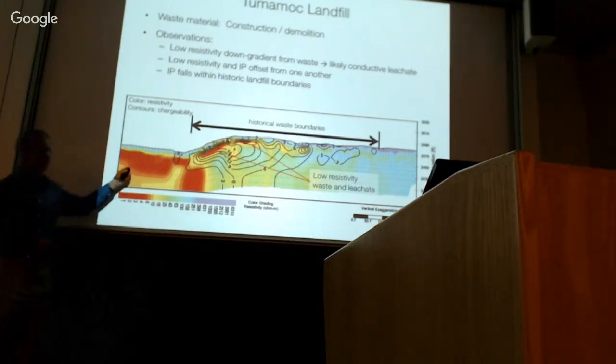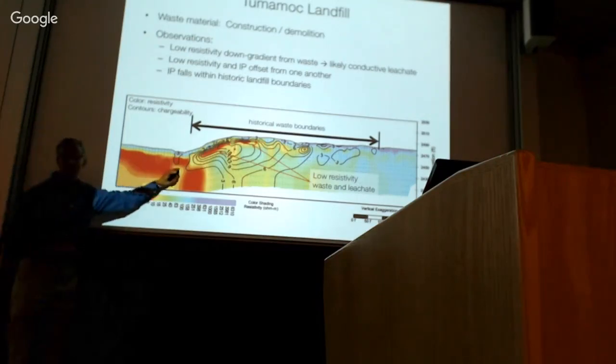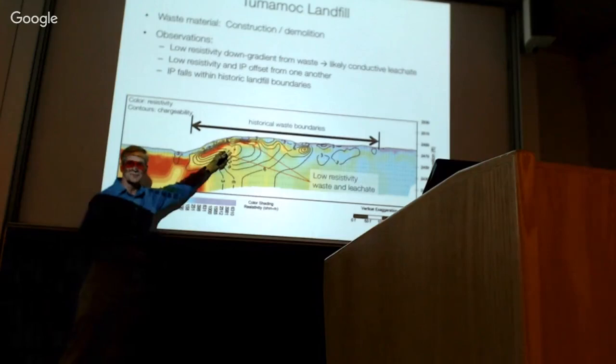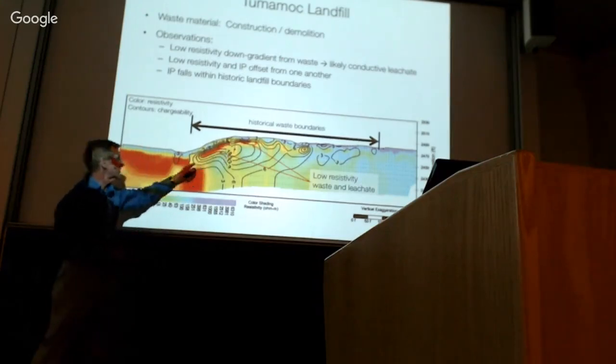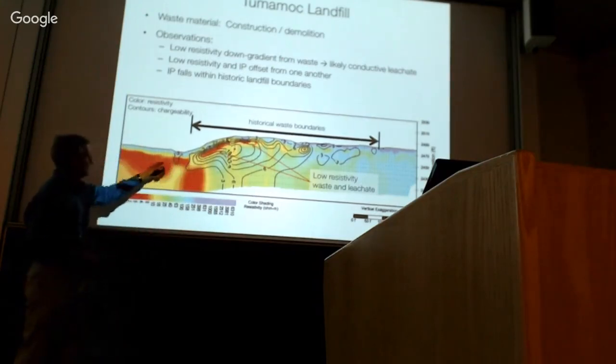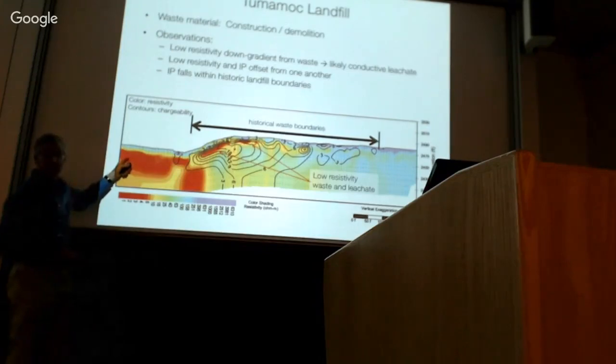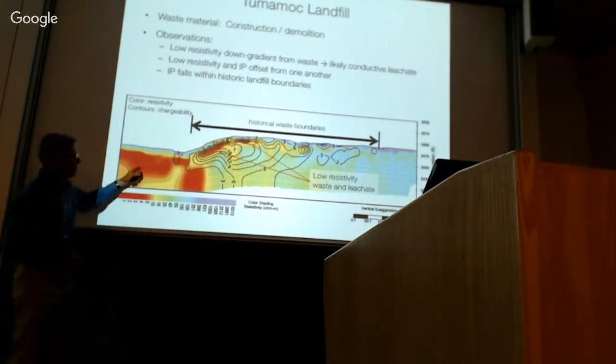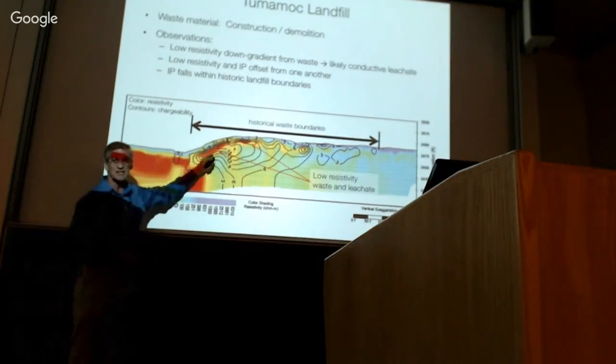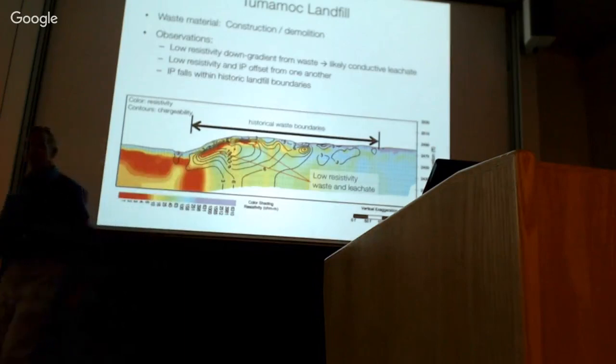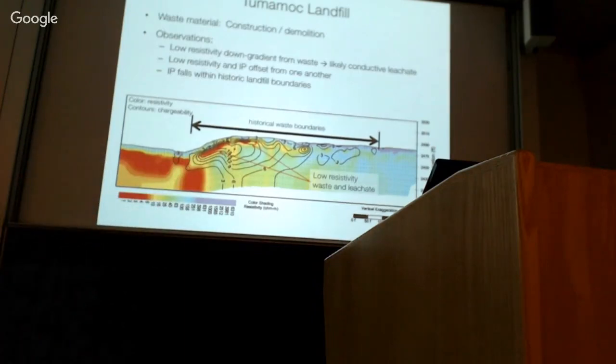And this is the important item. This is very likely a leachate. So we've got waste here. There's leach, stuff is leached out through here. So you've got leachate. Leachate turns out not to be chargeable. So it has a low resistivity and no chargeability, whereas the waste is both chargeable and low resistivity. So that's a nice kind of distinction. I've seen this kind of example in a number of places.